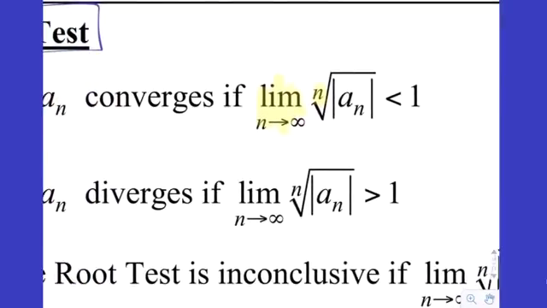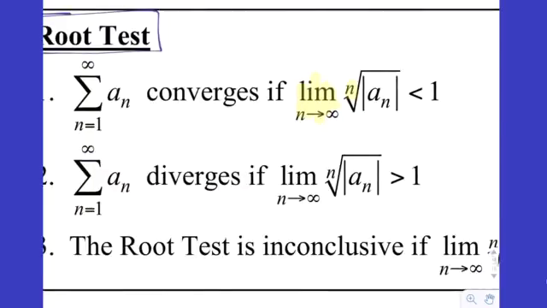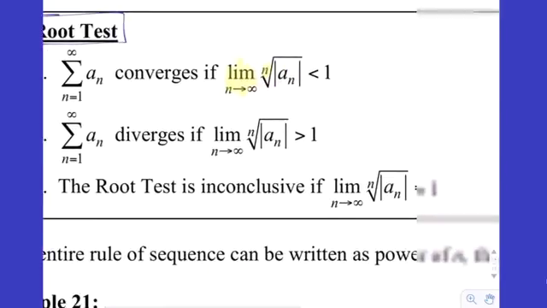You're taking the nth root of the positive. It's another test for absolute convergence. And if that's less than 1, like the ratio test, the series converges. If it's greater than 1, it diverges. And it's also inconclusive if it equals 1.